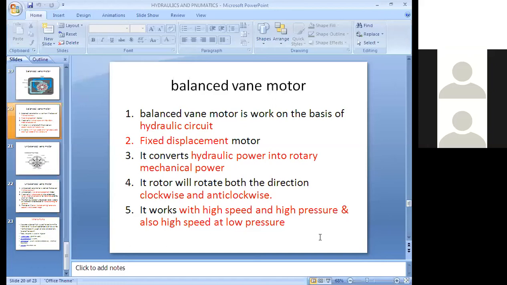The rotor could rotate in any direction, but due to the balanced inlets and outlets, it is fixed in a center position. Because of that reason we call it a balanced vane motor. So I hope you understand. Shall I go for the next topic?